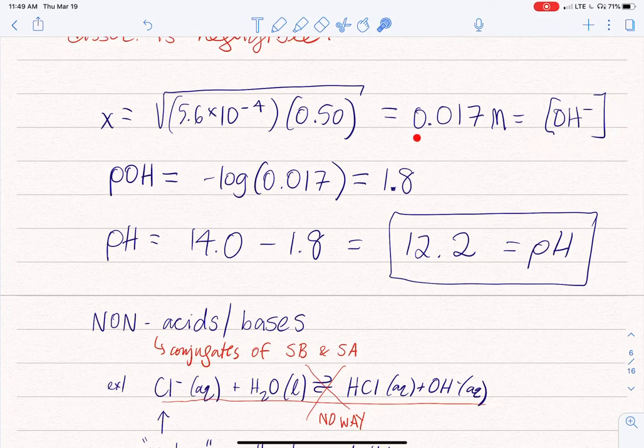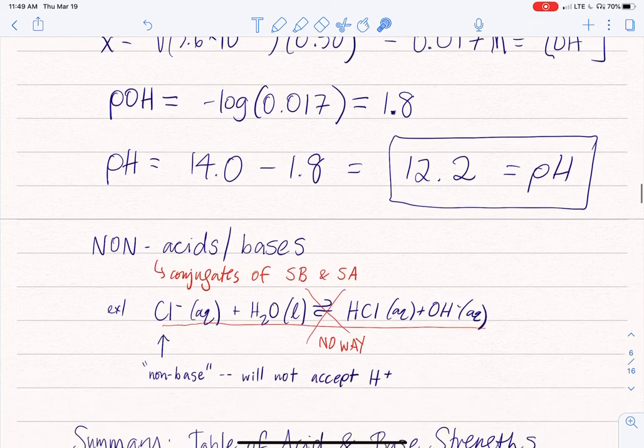Hydroxide is 0.017 molar. Taking the pOH of that, or the negative log of that, I get a value of 1.8 for the pOH. And I get the pH by subtracting the pOH from 14. The pH of the solution is therefore 12.2. And this makes sense because this is a weak base, so it better have a basic pH well above 7, which it does. So that is how you calculate the pH of a weak base solution.